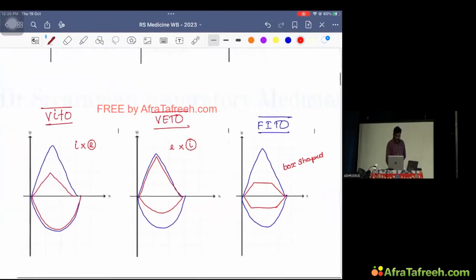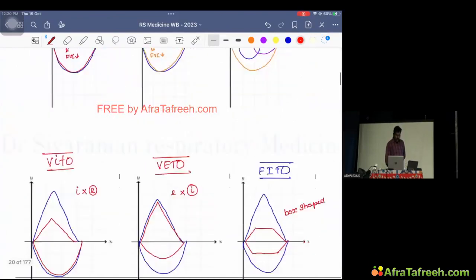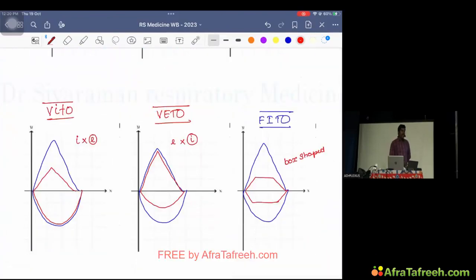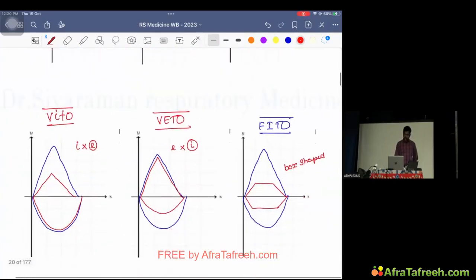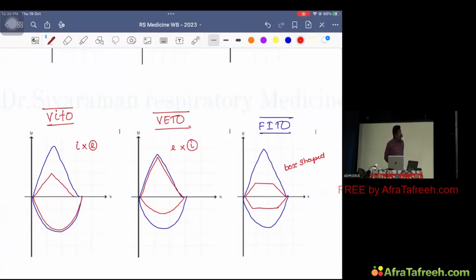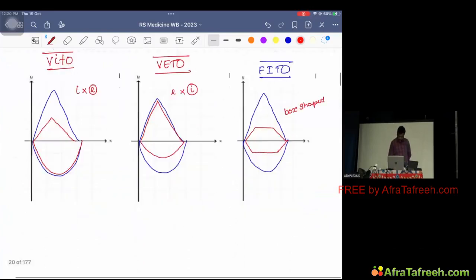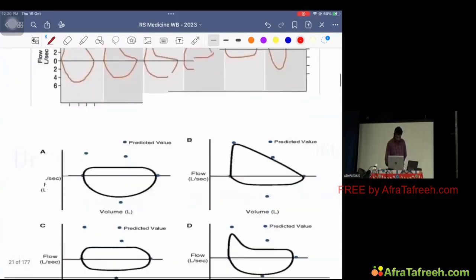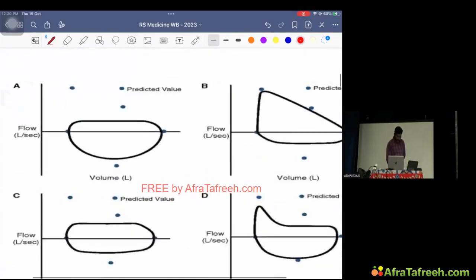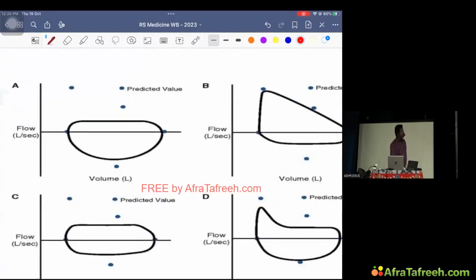So these are the graphs you get in spirometry in patients with respiratory diseases. This is very important to know. If you know the graph, you will be able to identify the different conditions. Now coming to this one, what is the first graph? Which part is affected, the inspiratory part or the expiratory part? The expiratory part is affected.